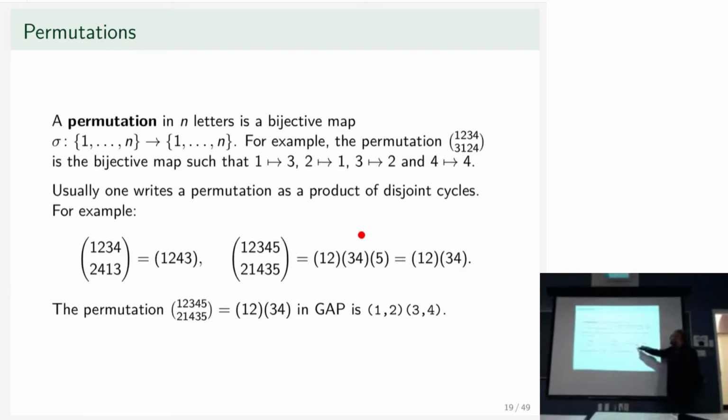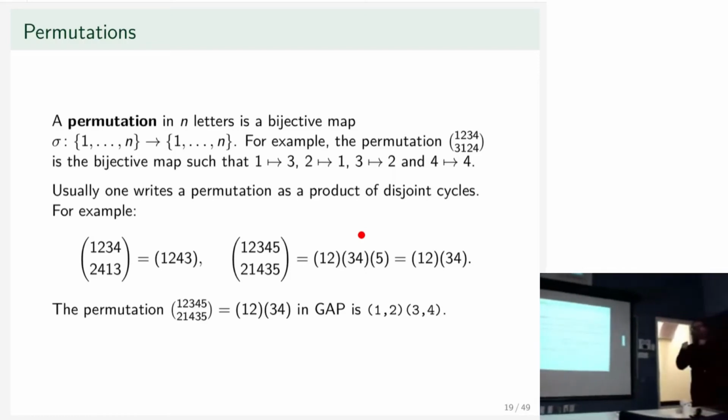And the convention is that you don't write this fixed point. And if you do this, then you have a chain of inclusions of the symmetric group, say Sn, into the symmetric group Sn+1, and so on, right?